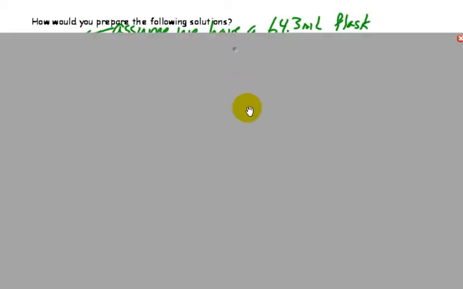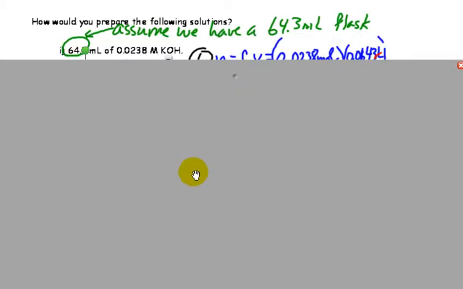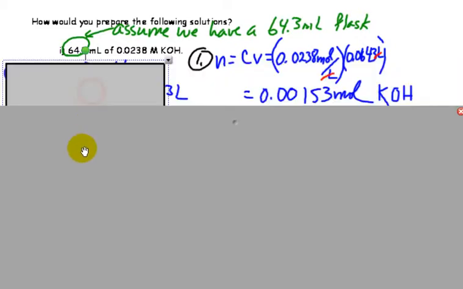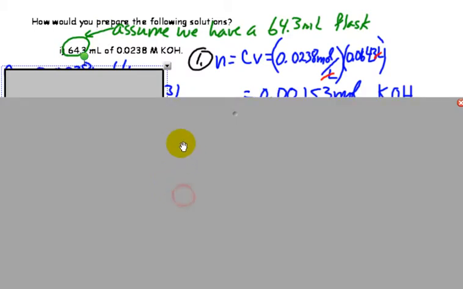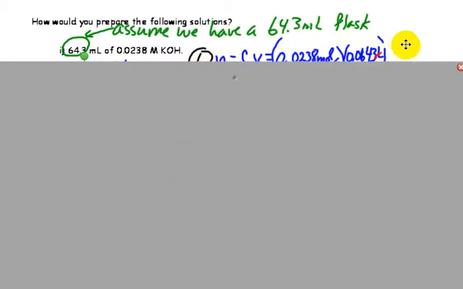Okay, so here, how would you prepare the following solutions? One thing that I've been meaning to change with this question is 64.3 milliliters, because you wouldn't likely want to make that exact amount. Usually you want increments of 100, so a 250 ml solution, 500, but for all intents and purposes, we'll assume that we have a 64.3 milliliter flask, just to make it easier. And we want the concentration to be 0.0238 molar potassium hydroxide.